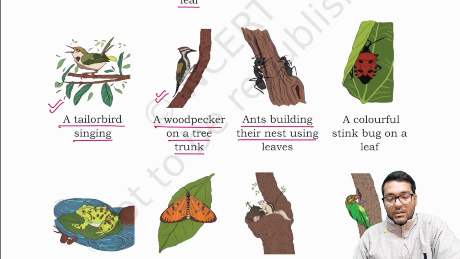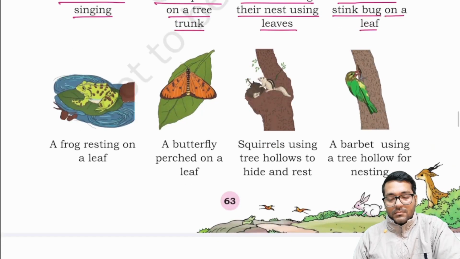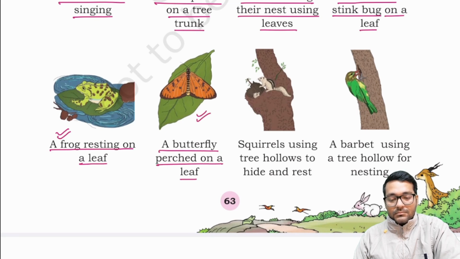Ants building their nest using leaves. A colorful stink bug on a leaf. A frog resting on a leaf. A butterfly perched on a leaf. Squirrels using tree hollows to hide and rest. A barbet using a tree hollow for nesting.